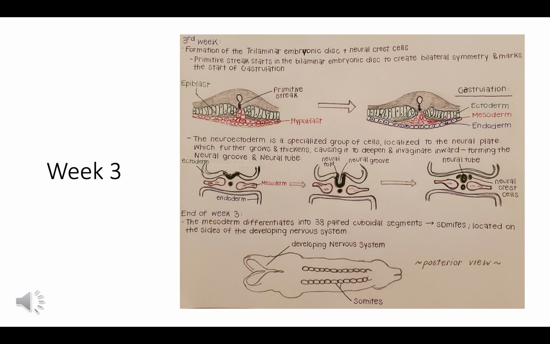The neural ectoderm is a specialized group of cells that are localized to the neural plate. This further grows and thickens, causing it to deepen and invaginate inward, forming the neural groove and the neural tube. Lastly, by the end of week 3, the mesoderm differentiates into 38 pairs of cuboidal segments known as somites, and they're located on the sides of the developing nervous system.